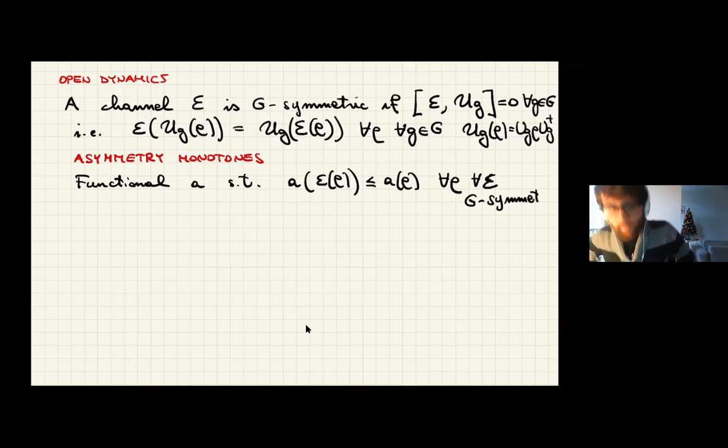So why is it called an asymmetry monotone? Well, asymmetry is going to be a measure of how much a state breaks a symmetry. And then if you do a dynamics that has that symmetry, it cannot increase the asymmetry of the state. So this is the intuition behind this kind of quantity.